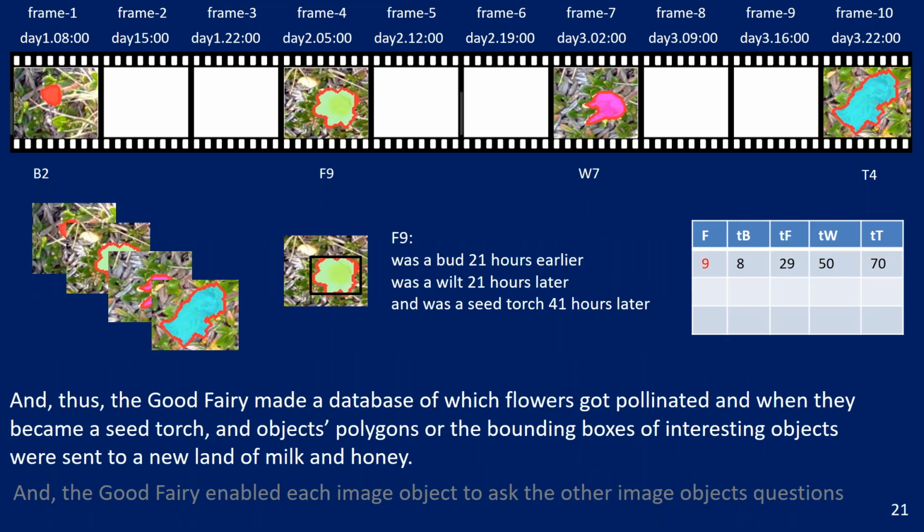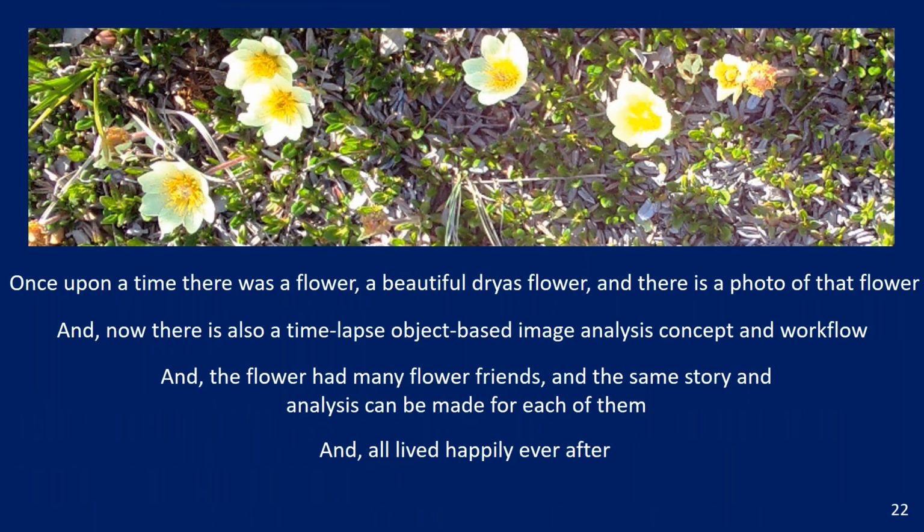And thus, the good fairy made a database of which flowers got pollinated and when they became a seed torch. And the object's polygons, or the bounding boxes of interesting objects, were sent to a new land of milk and honey. So once upon a time, there was a flower, a beautiful dryas flower, and there was a photo of that flower. And now there is also a time-lapse, object-based image analysis concept and workflow. And the flower had many flower friends, and the same story and analysis can be made for each of them. And all lived happily ever after.